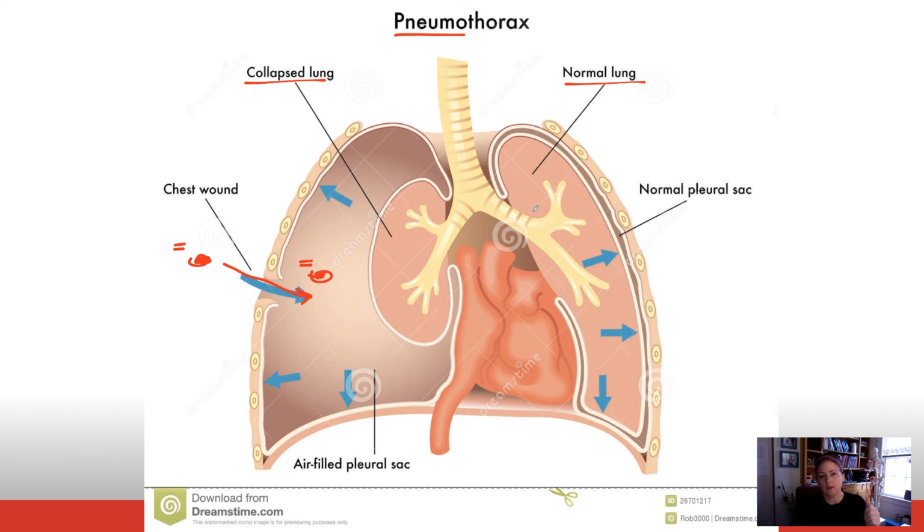Which is a good thing. So if this ever happens, it buys you enough time to get to the hospital so that they can take care of it. So, importance of two pleural cavities.